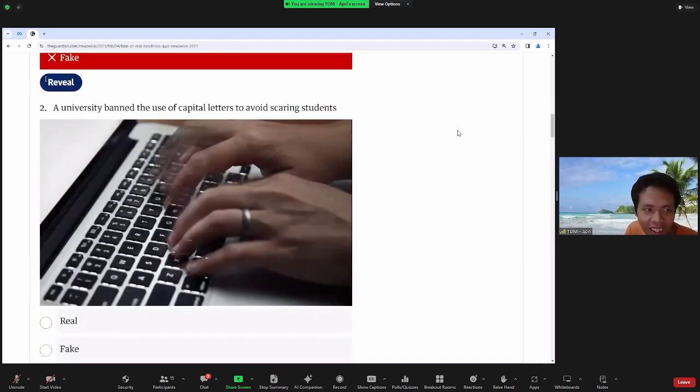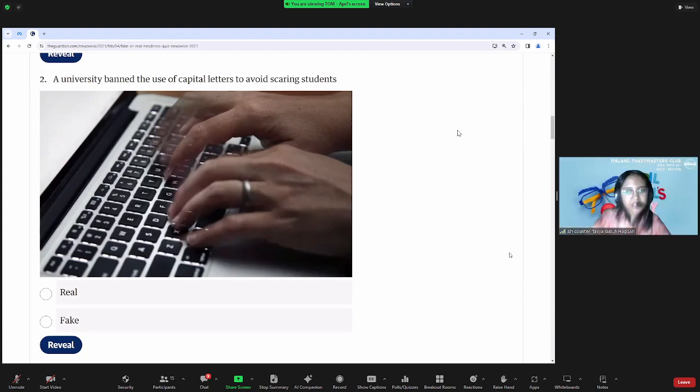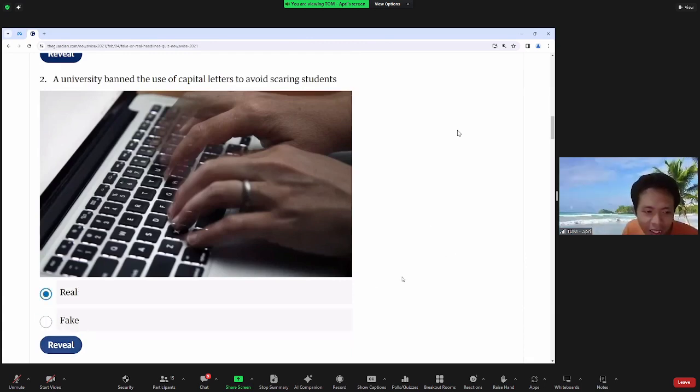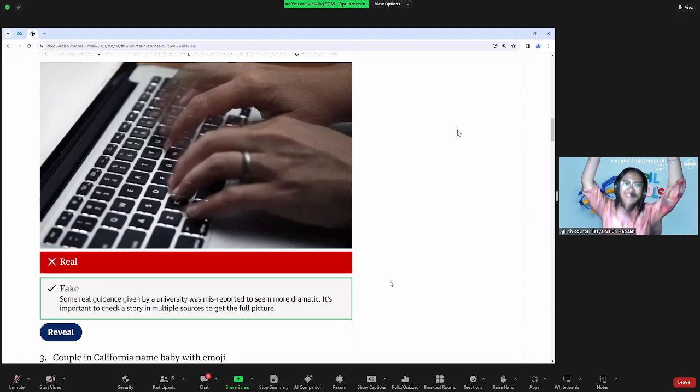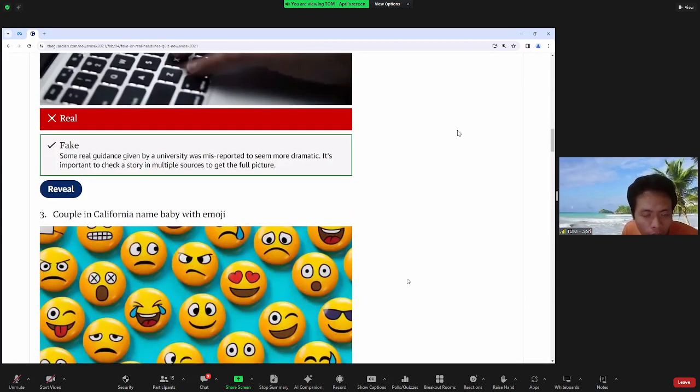So everybody got the wrong answer. Next, a university banned the use of capital letters to avoid scaring students. Do you think it is real or fake? Real. Real. Okay, let's see. It's fake. Several guidance notes given by the university were misreported to seem more dramatic. It's important to check a story in multiple sources. Yeah, it's fake.